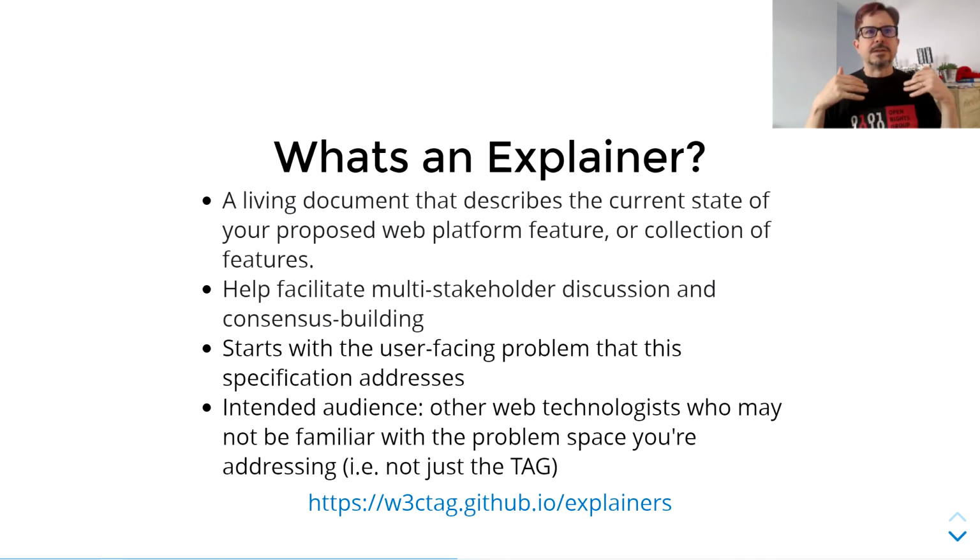So you can assume some knowledge of web technology and platform, but they might not be familiar with the problem space that you're addressing. So when you're writing an explainer, it's really helpful if you, again, start with the user need and also come at it from the perspective that the people that you're talking to may not know about your particular problem space. They might not know about, for instance, notifications, if you're talking about notifications, or they might not know about the particular technology domain that your spec addresses.